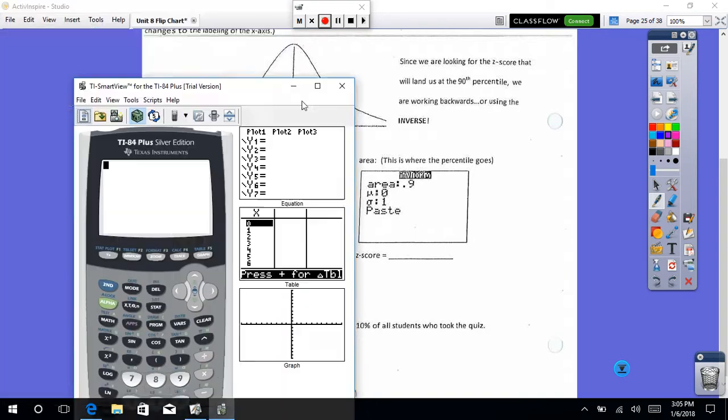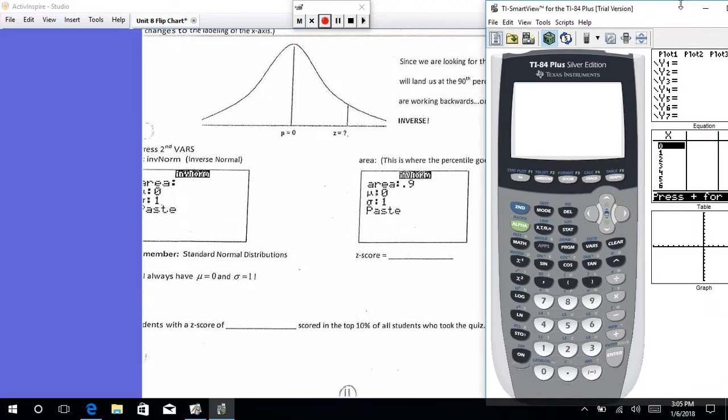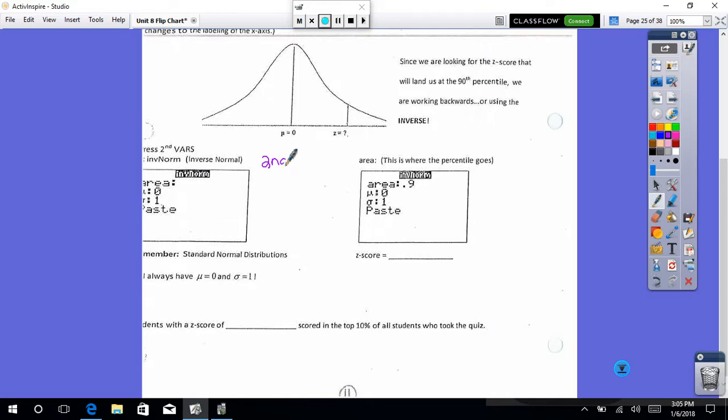Okay, and like I said, it will do all of this for you. We are going to hit some buttons here. You are going to hit the second button, our trusty little blue fella. So we're going to hit second, and then we are going to hit that vars button. Okay, second vars.